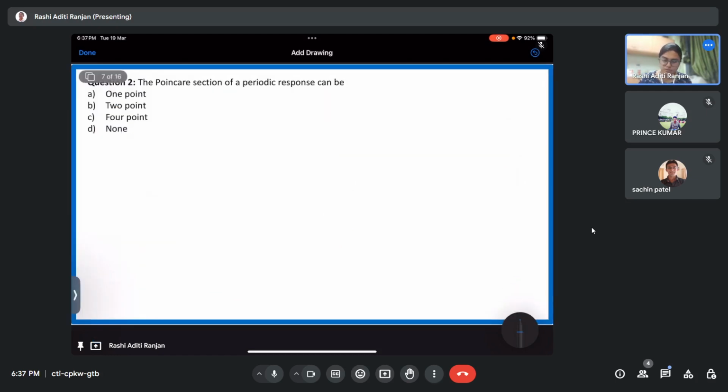Coming on to question number 2. The Poincare section of a periodic response can be. Okay, so firstly, what is a Poincare section? So what we do is we take a section from the response in order to reduce the dimension of the system. Now by dimension, I mean the physical dimension.